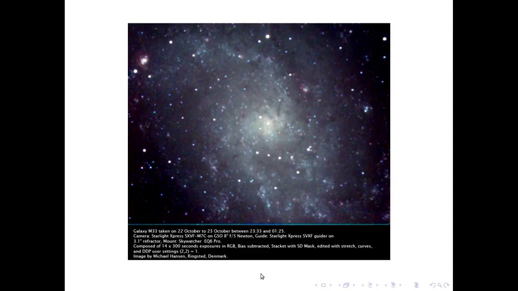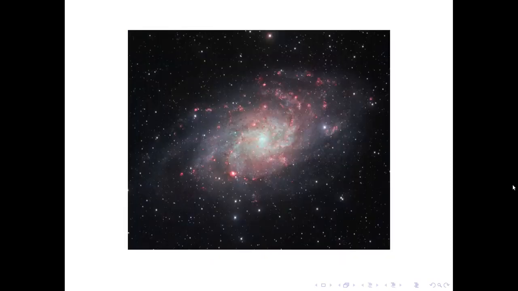It is composed of 14 300-second exposures in RGB because it's a color CCD. I've bias subtracted it. I've stacked it with what is called an SD mask, edited with stretch, curves, and so on and so forth. And a DDP uses settings like this, and it's taken in Ringsted here in Denmark. This is an image by me. So let's move on. This is the same galaxy seen by ESA.